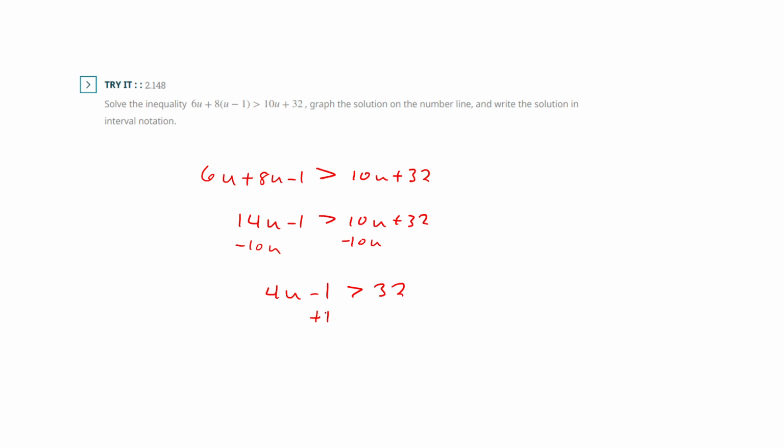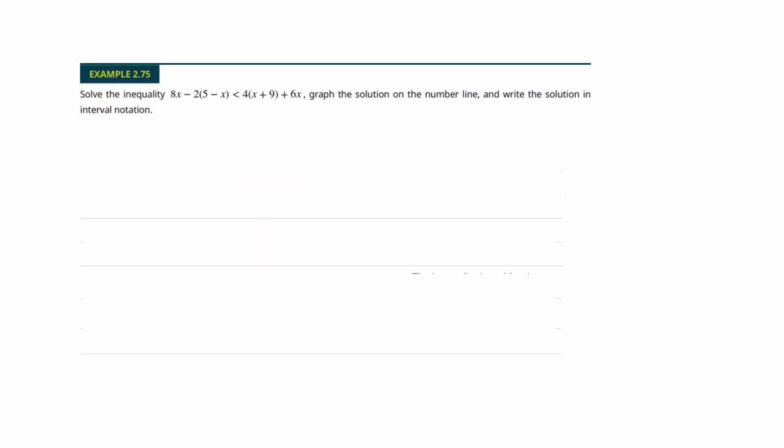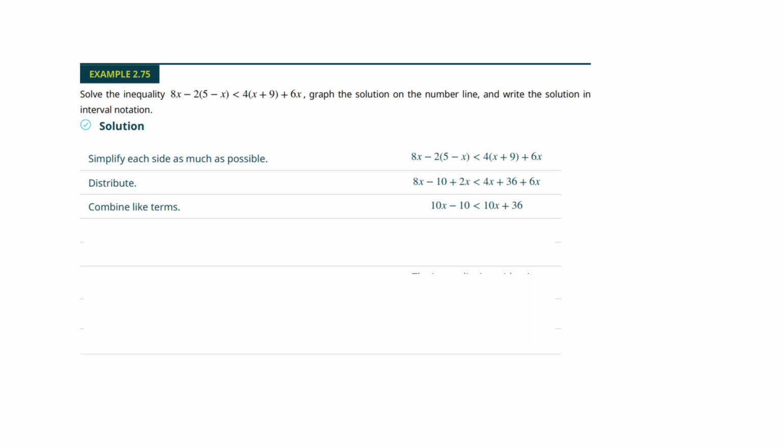I'm going to add 1 now because I'm ready to start getting u by himself. I don't know why they love all these fractions, but they do. Okay, u is greater than 33 over 4, would be like that. Okay, I'm imagining that what's going to happen here is that after all the madness, we're going to have to divide by a negative. Let's see.